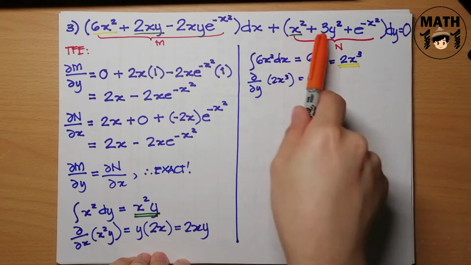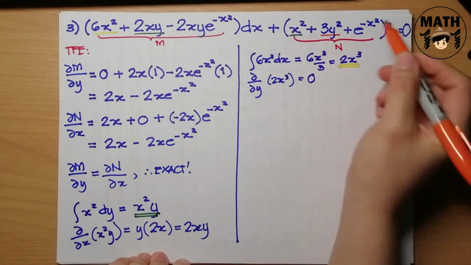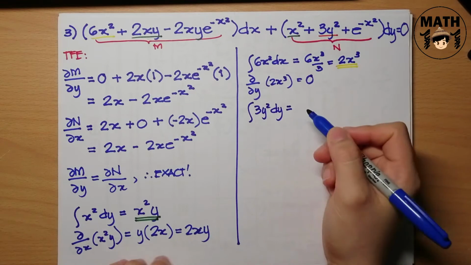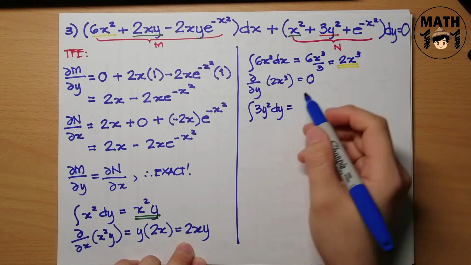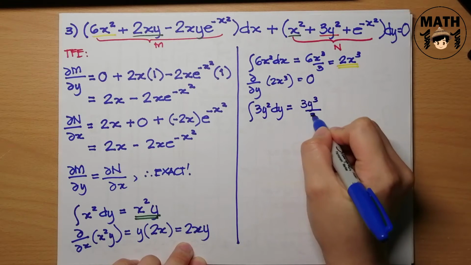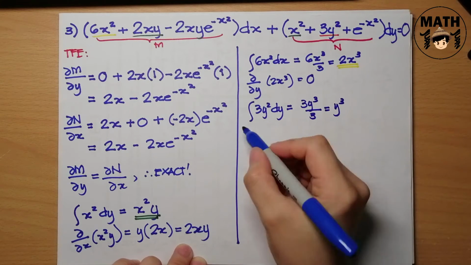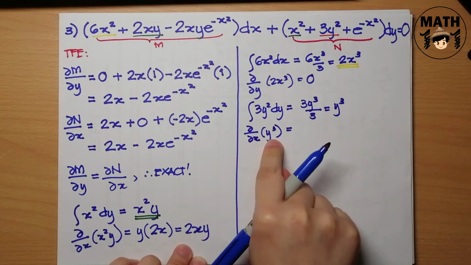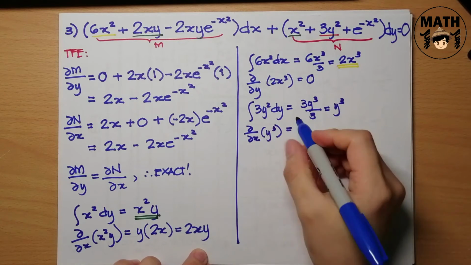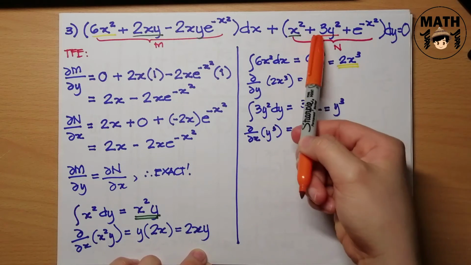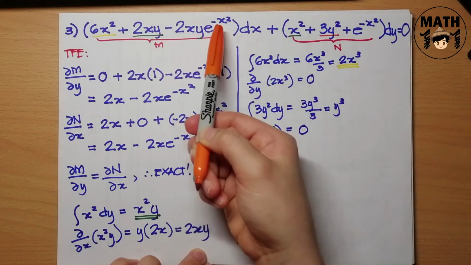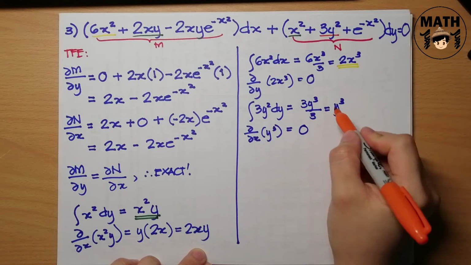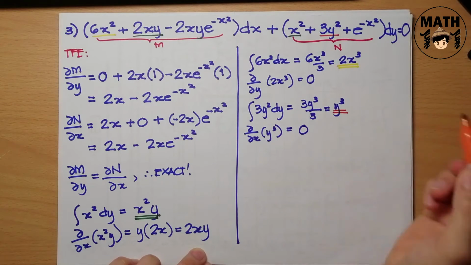Meron pa tayong tatlong terms. Kunin natin si 3y squared. Integral of 3y squared dy. Integrate natin with respect kay y. 3y cubed over 3 or y cubed. Then, differentiate with respect to x. Dahil siya ay y, and ang differentiation ay with respect kay x, this is 0. Kaya ang kapartner ni 3y squared dy, dito kay dx ay 0 dx. So, again, imagine nyo na parang merong 0 dx dito. And this is part of the function that we're looking for.